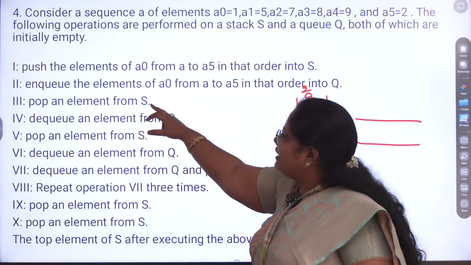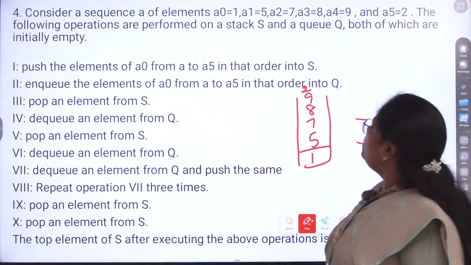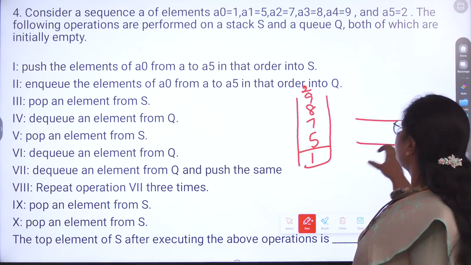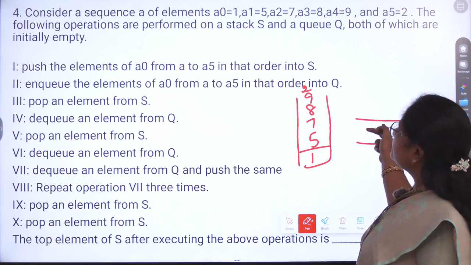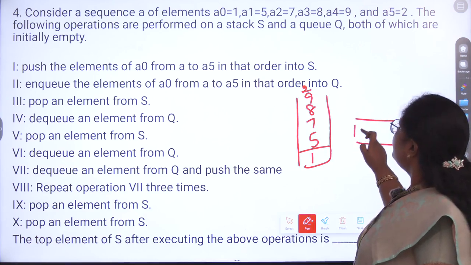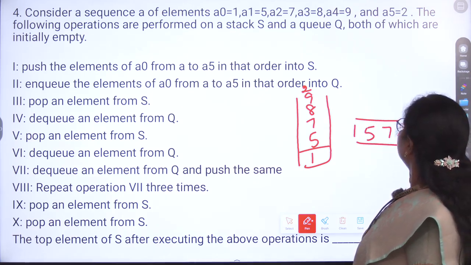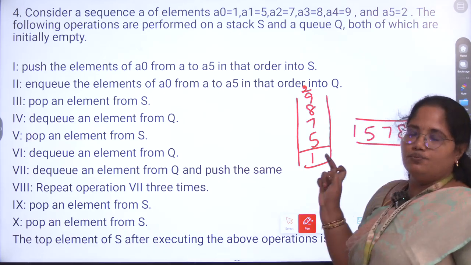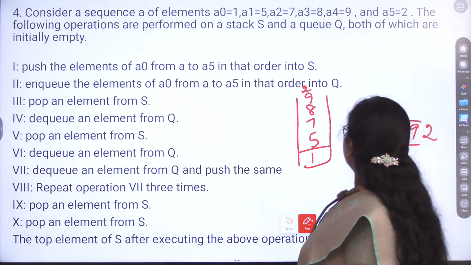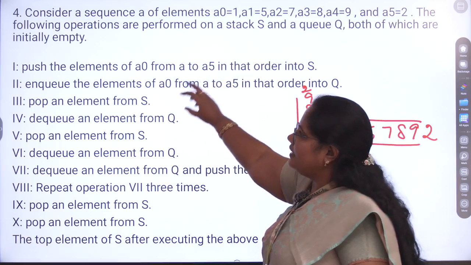The second operation is NQ the elements from A0 to A5 in that order into the queue. This is the queue. The elements will be inserted. First element is A0, so 1 comes here, followed by 5, followed by 7, 8, 9 and 2. So this is the queue and this is the stack. The first 2 operations have been done.